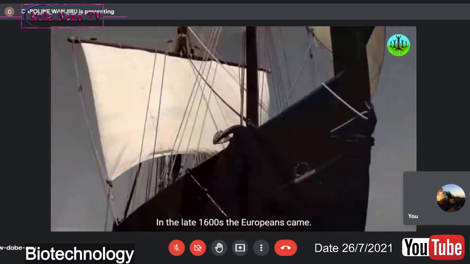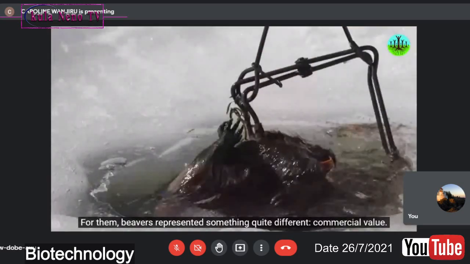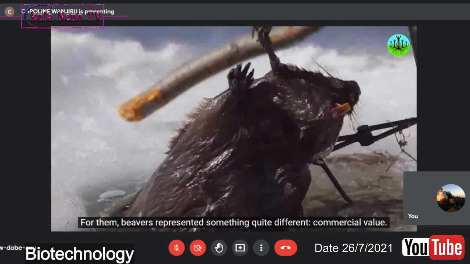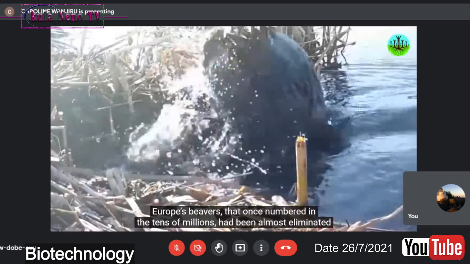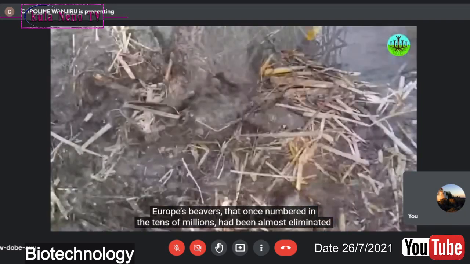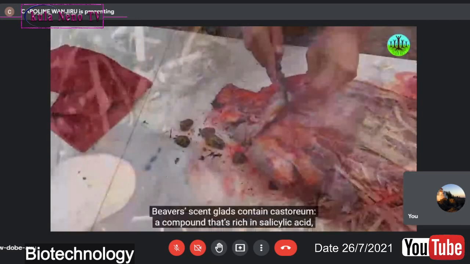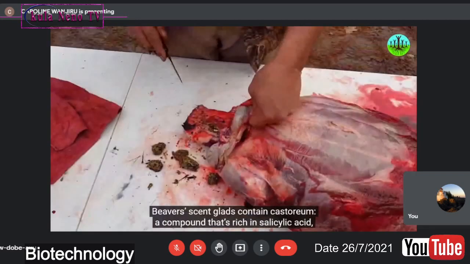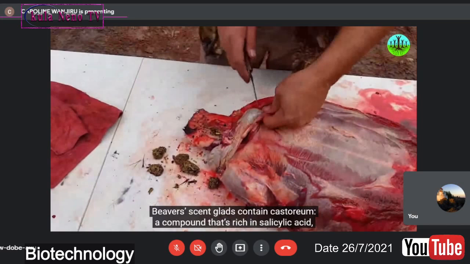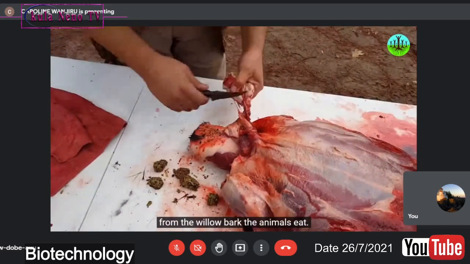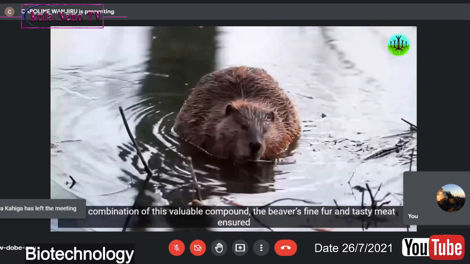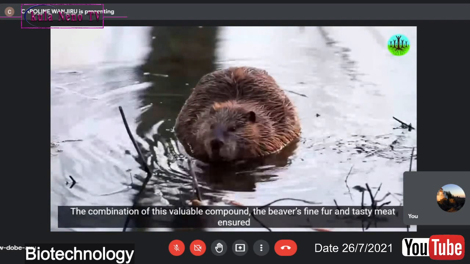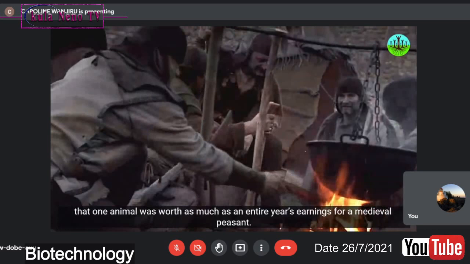In the 1600s, the Europeans came. For them, beavers represented something quite different: commercial value. Europe's beavers, that once numbered in the tens of millions, had been almost eliminated because of the value of their glands. Beavers' scent glands contain castoreum, a compound that's rich in salicylic acid from the willow bark the animals eat. This is a powerful painkiller. The combination of this valuable compound, the beaver's fine fur and tasty meat, ensured that one animal was worth as much as an entire year's earnings for a medieval peasant.